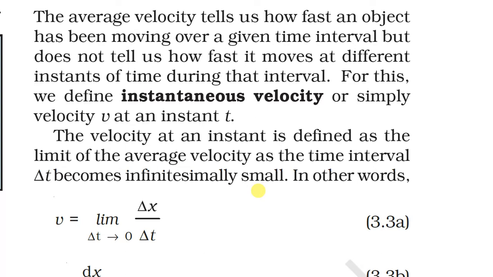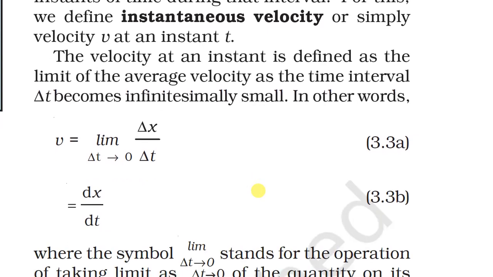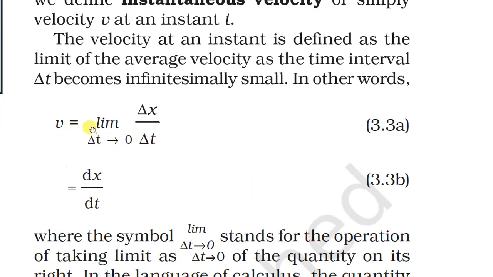In other words, v is equal to the limit as delta t tends to 0 of delta x upon delta t. This gives us dx upon dt.